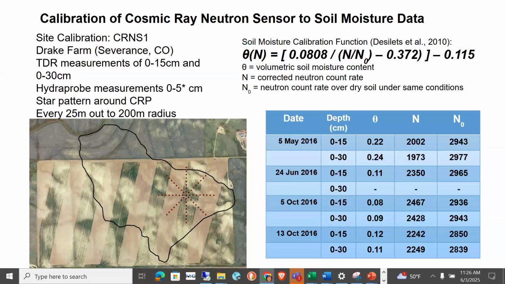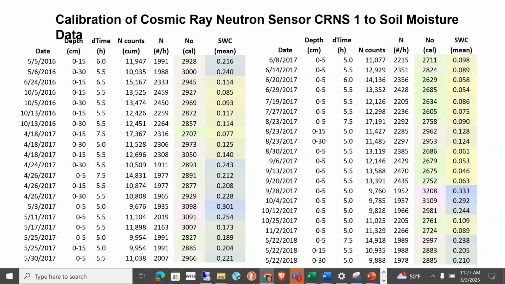So this is our site, and you might be able to see the red dots. We do a radial pattern of point sampling within the field. And these are what we use to calibrate the neutron sensor. And this is just an example table with the equation to show that you can get to that N0, and Peter's covering some of our data, but you can see that there are numbers for N0 that here look fairly consistent for the 15 and 30 centimeter depths. But I'll show you a full suite of data.